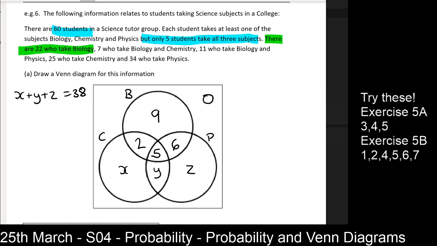Now, I know that 25 take chemistry. So I know X plus Y must equal 25. Now, what I can do is go back to that first equation, X plus Y plus Z equals 38, and I can replace X plus Y with 25 now.